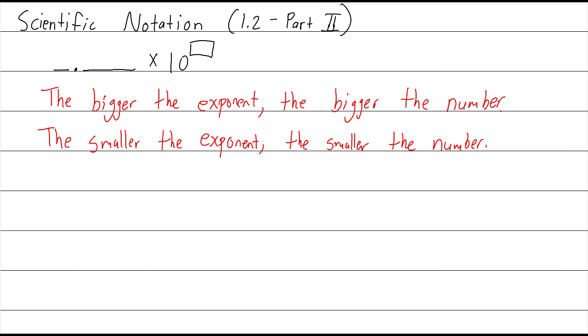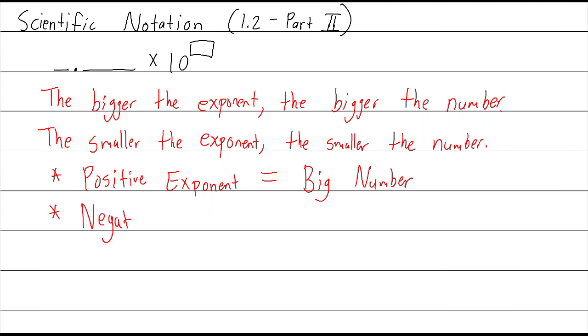Also important to know, a positive exponent equals a big number. I know, really simplifying this. A positive exponent gives you a big number. A negative exponent will give you a small number, a decimal. So that's the main idea you need to keep in mind: positive, big; negative, small.